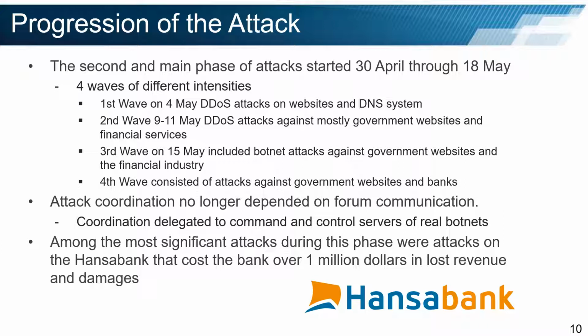The second wave took place on the 9th through the 11th of May and included DDoS attacks against government websites and financial services. The third wave on the 15th of May included botnet-based DDoS attacks against government websites and financial industries. The fourth wave again consisted of attacks against government websites and banks. Among the most significant attacks during this phase were attacks on the Hansa Bank that cost the bank over $1 million in lost revenue and damages.